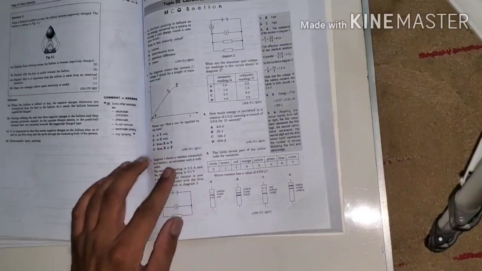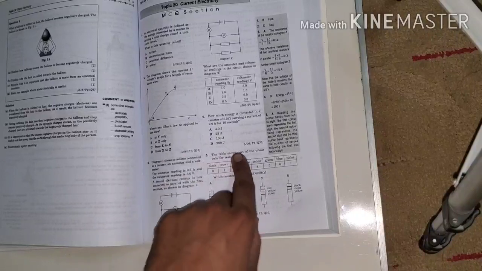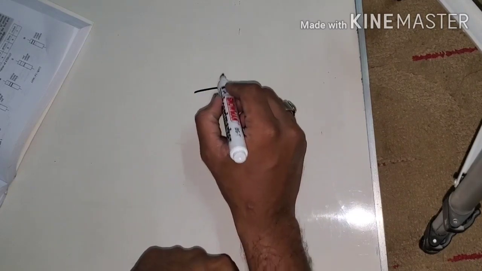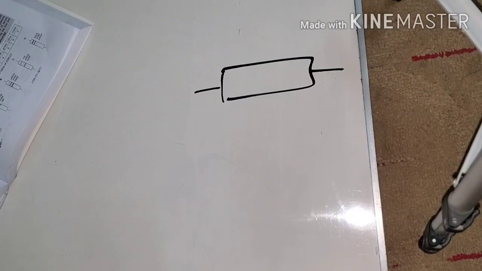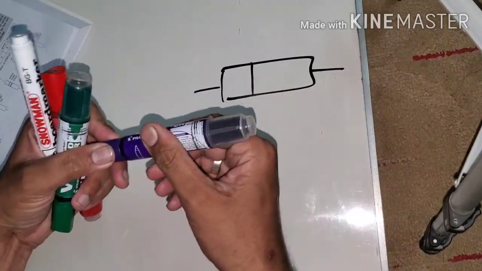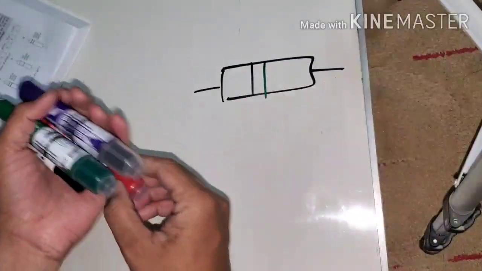Now in question number 5, as you can see, the table shows part of the color coding for resistors. Which resistor has a value of 2700 ohms? The terminology for solving this is that, let's suppose this is a resistor and let's suppose there are basically 3 bands just like this.